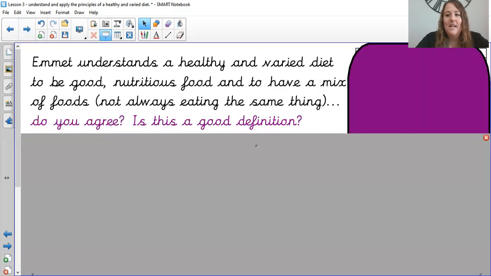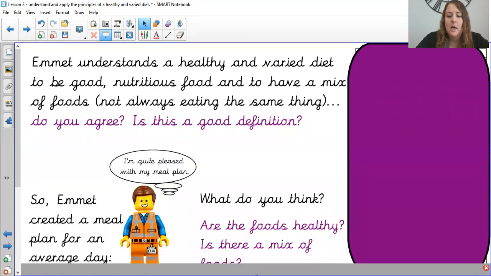Okay, so we're going to go straight into Emmet today, and Emmet understands that a healthy and varied diet should be good, nutritious food and to have a mix of foods, so not always eating the same thing. Do you agree with him? Do you think this is a good definition? Good, nutritious food, meaning healthy, and a mix of food is varied, so not always eating the same thing. So I think that's a fairly good definition. Hopefully you agree at the moment, but we'll see what he has interpreted.